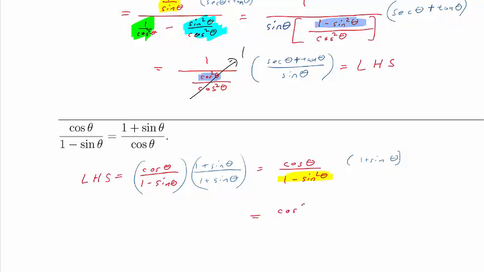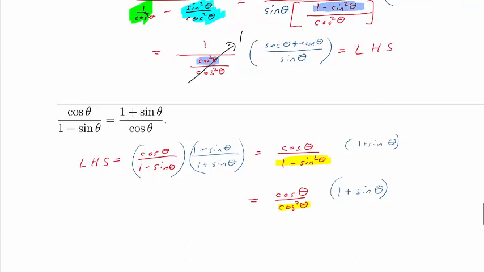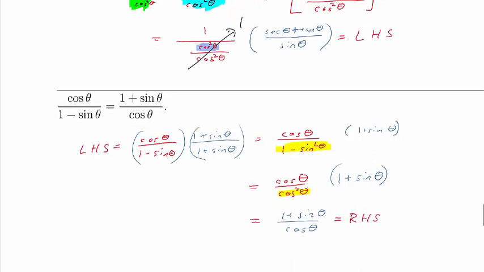So this equals cosine theta over cosine squared theta, and then multiplied by 1 plus sine theta. Alright, so clearly cosine divided by cosine squared is 1 over cosine theta. And so we end up with 1 plus sine theta over cosine theta. And that is the same thing as the right-hand side. There we are.